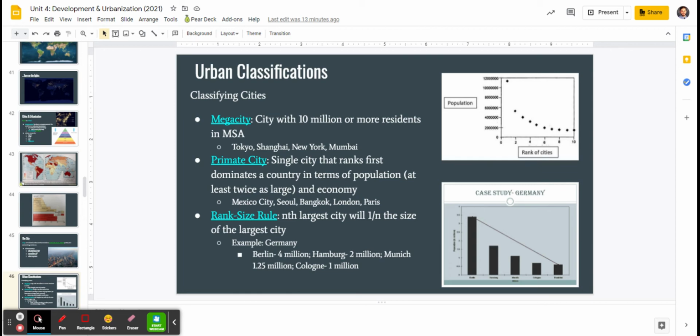Okay. So you don't just have to live in downtown Manhattan in a large building to be considered living in New York. You could live in one of the suburbs as well. All right, so those are megacities, 10 million or more residents in the MSA.